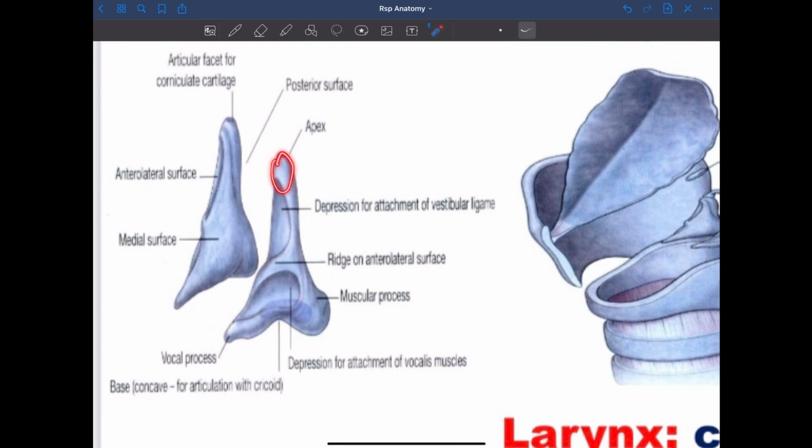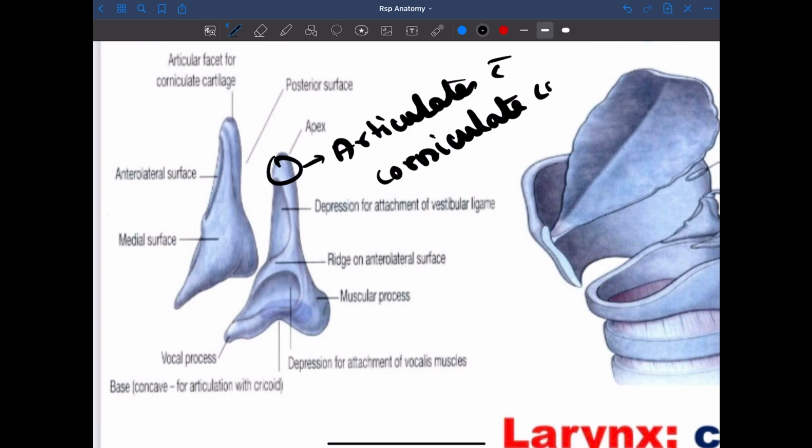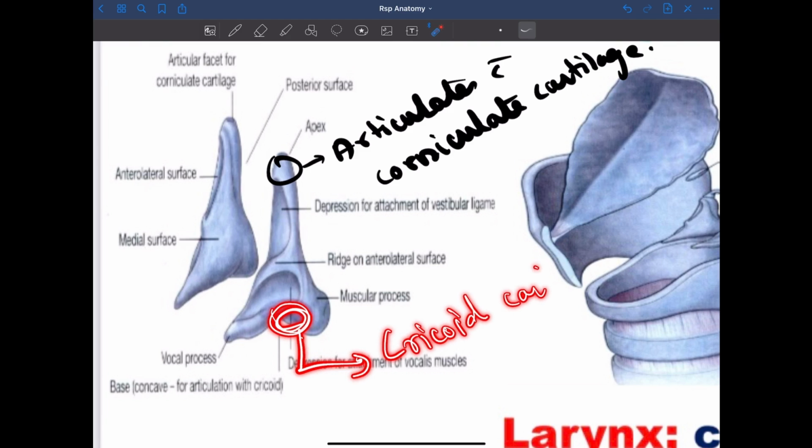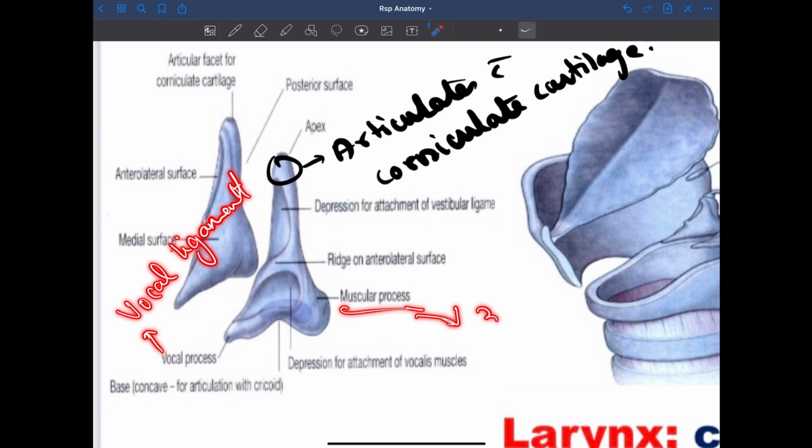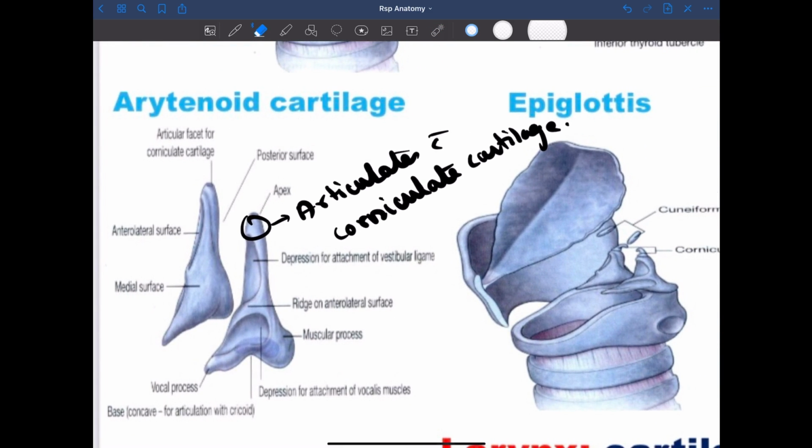The apex articulates with the corniculate cartilage, while the base articulates with the cricoid cartilage. Now the base has 2 important processes, the vocal process and the muscular process. The vocal process gives attachment to the vocal ligament, and the muscular process gives attachment to 3 muscles. Those are the things you need to know about the arytenoid cartilage.